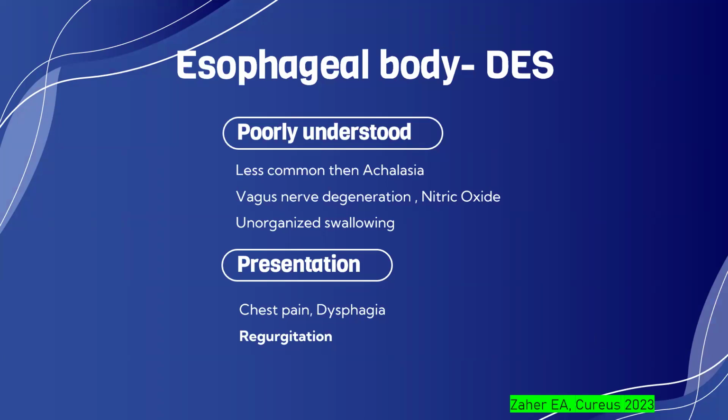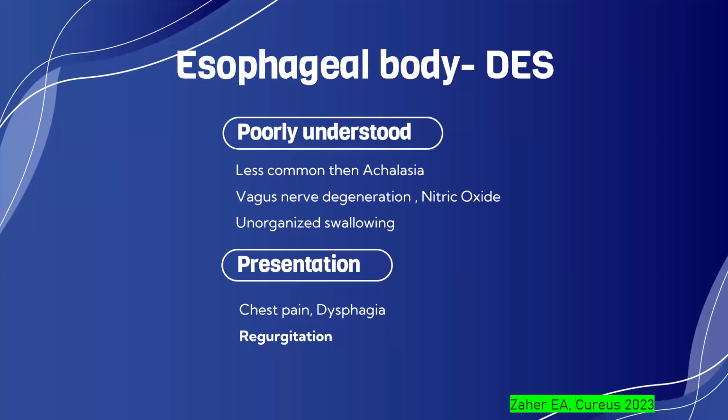Physiologically, as we know, there is a neuronal inhibitory gradient between the proximal and the distal esophagus. This gradient increases as the neuronal signal moves towards the distal esophagus and the lower esophageal sphincter. If there is unorganized swallowing, vagus nerve degeneration, or nitric oxide pathway problems, this will cause simultaneous contraction along the length of smooth muscles and a decrease in contractile latency.